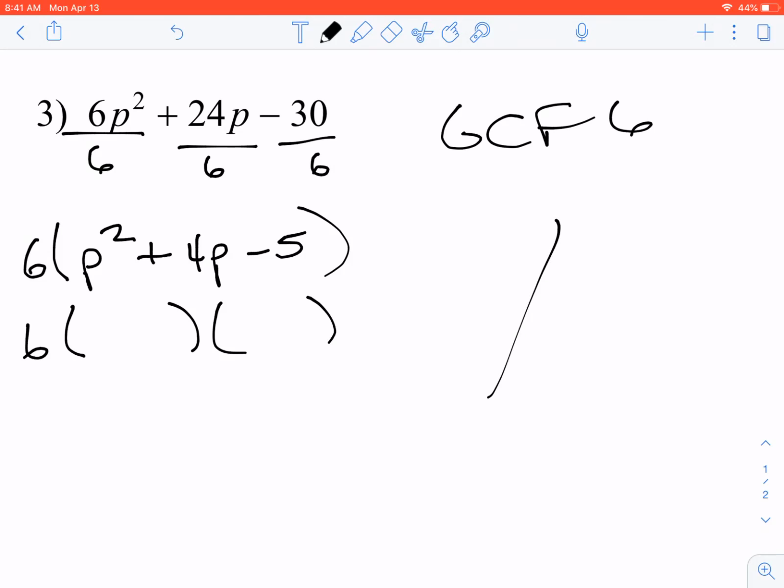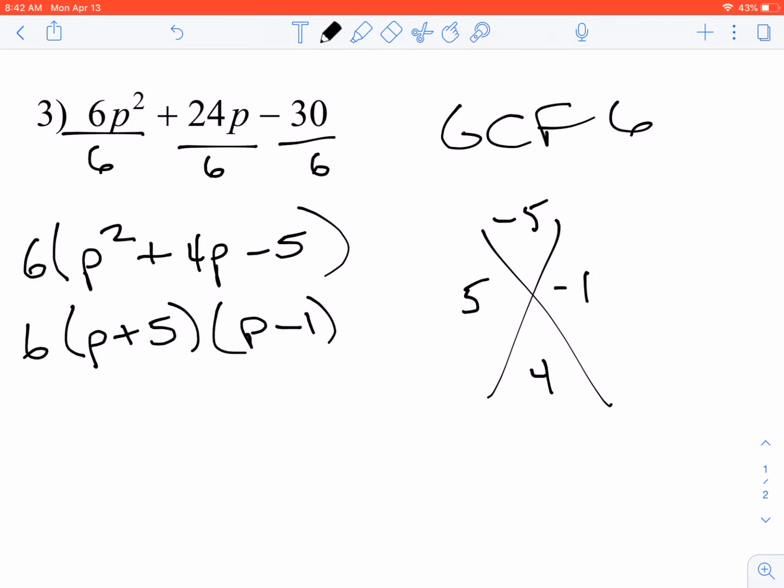I'm going to find those by saying factors of negative 5 that add to 4. My only factors of 5 are 5 and 1. One of them needs to be negative. I need to be left with a positive, so the bigger number needs to be positive and the smaller number needs to be negative. And I am done: p plus 5, p minus 1. Here's your answer right there.